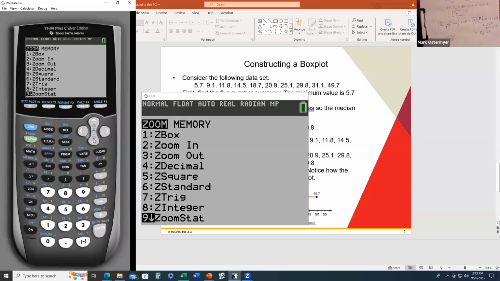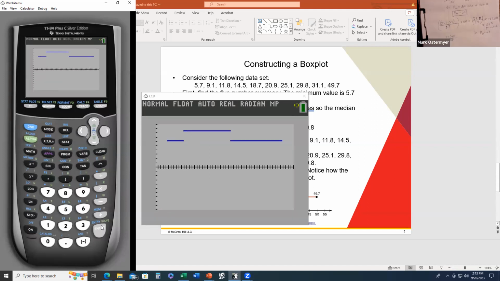What this function does is it basically looks at your data set real quickly behind the scenes and basically constructs an appropriate scale so that we will be able to see the box plot. Okay, so it basically computes the range of your data very quickly behind the scenes. Just hit enter and select the zoom stat function and boom, you should see your box plot. Do we see a box plot?